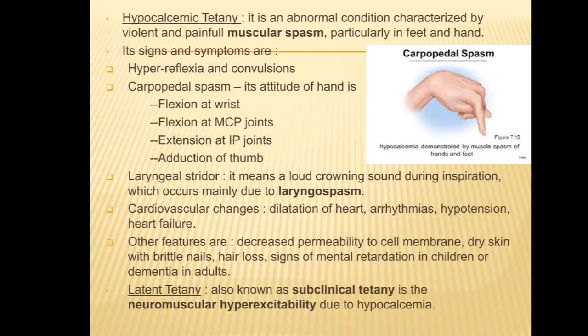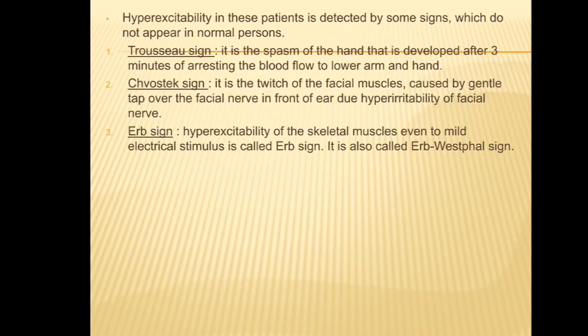It is an abnormal condition in which there is violent and painful muscular spasm in the feet and hands. There could be convulsions and carpopedal spasm, that's the attitude of the hand as shown in this figure also. There could be laryngeal stridor, cardiovascular changes, and latent tetany. There could be neuromuscular hyperexcitability due to hypocalcemia. Hyperexcitability in these patients is detected by signs like the Trousseau sign, a spasm of the hand after 3 minutes of arresting blood flow to the lower arm. And there could be the jaw jerk sign, and the Chvostek sign.